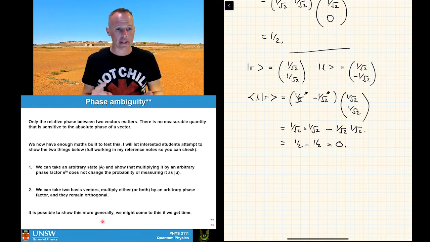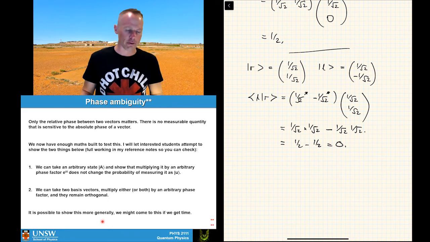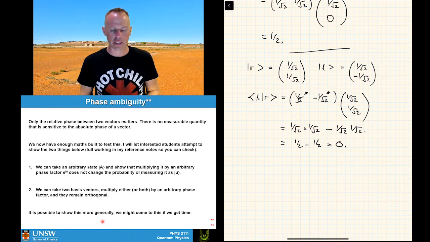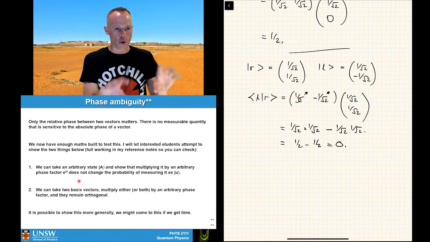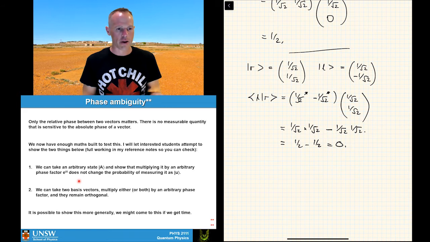So I'm going to let interested students do this on their own, because I would spend a whole hour of separate lecture going through the maths for this. It is kind of cool. I will have the worked example for this in the reference notes on the website. So if you decide to have a crack at this problem, you'll have a solution you can work through.